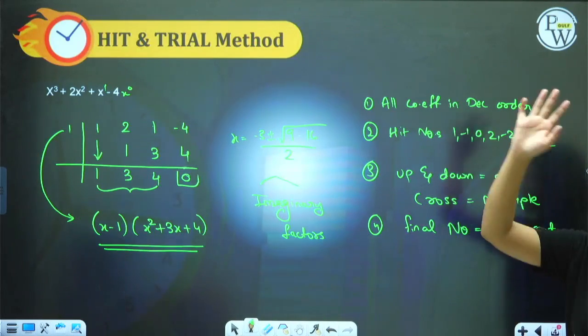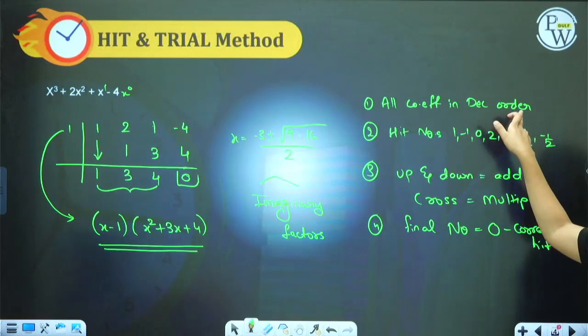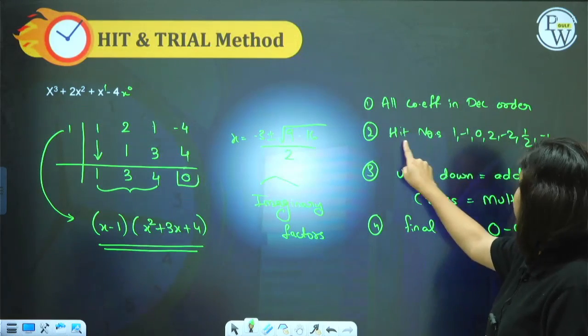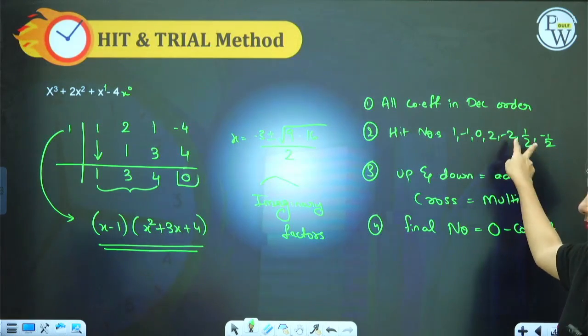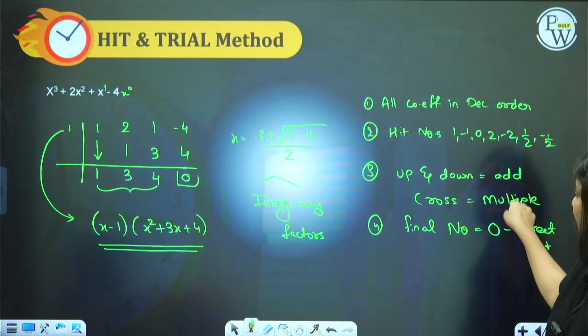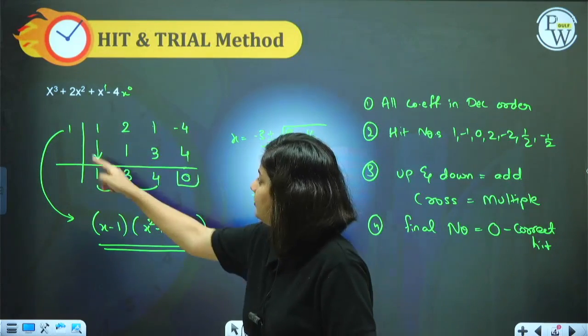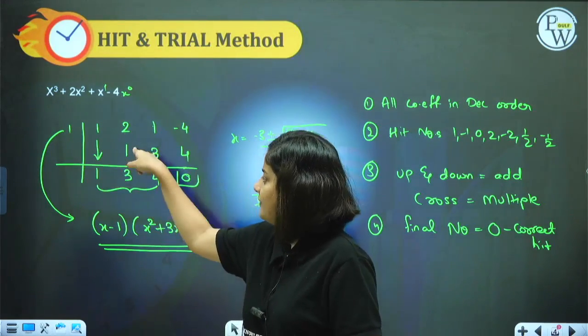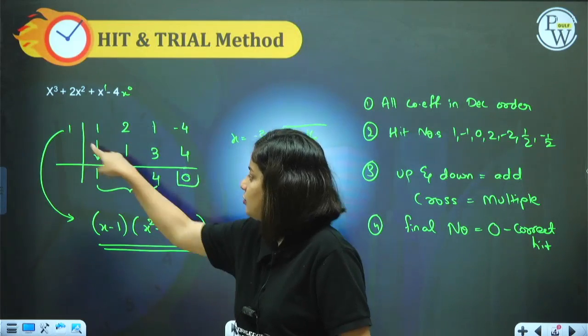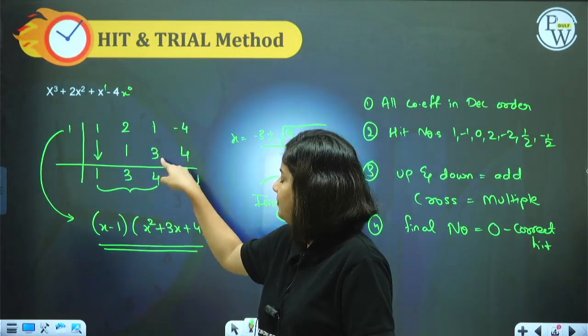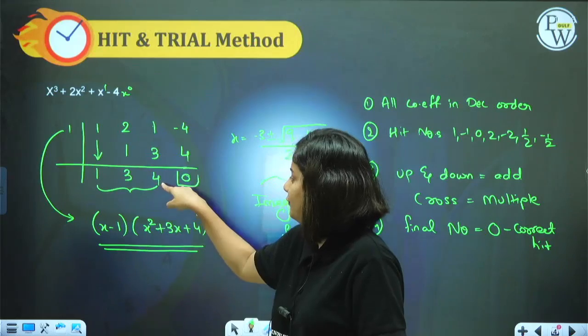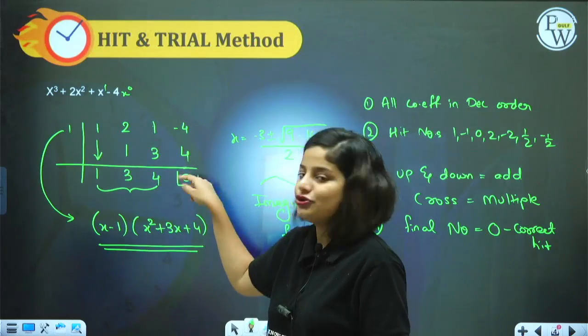I'm trying one more question. First you will write all the coefficients in decreasing order. Then you will hit with any of the numbers. Then up and down, add; cross, multiply. Like 1 cross 1 ones are 1. 2 plus 1, 3; cross 1 threes are 3. 1 plus 3, 4; cross 1 into 4, 4. Minus 4 plus 4, 0. Bingo.